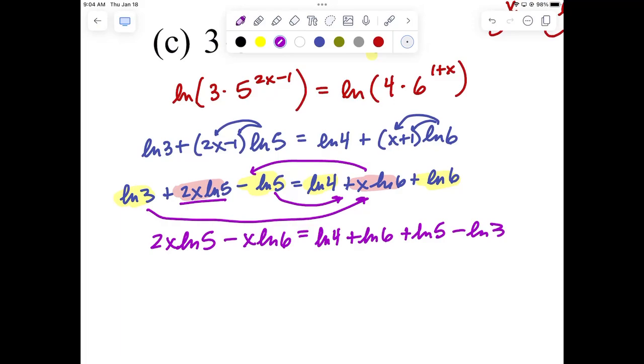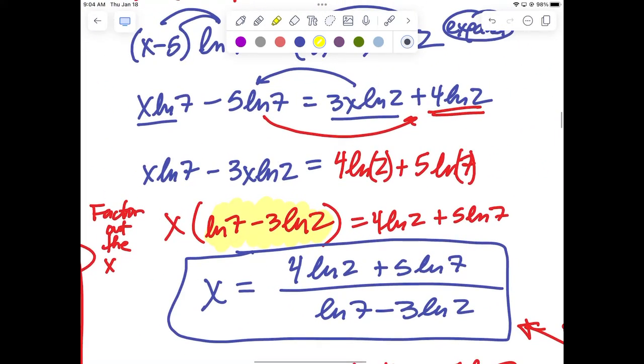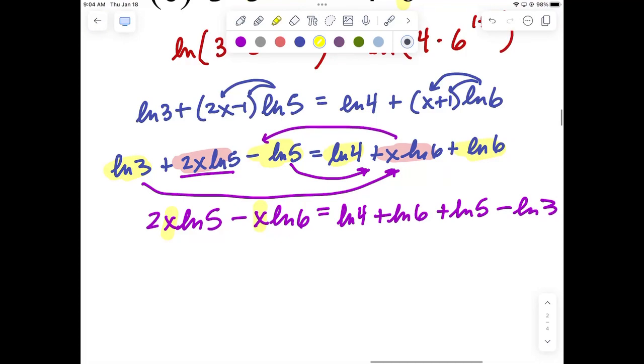Now, here's where it's a little bit different from Algebra 1. In Algebra 1, you might just have 2x minus x. They're like terms. These are not like terms, but they do both have an x in them. So how are we going to get it down to a single x? Well, what did we do yesterday? We factor out the x. Yeah, so that's the skill right there. We're going to factor out the x, and that leaves us 2 ln of 5 minus ln of 6.